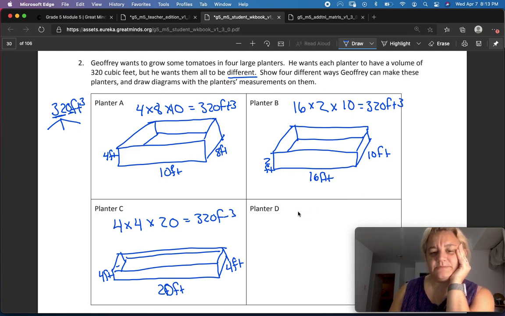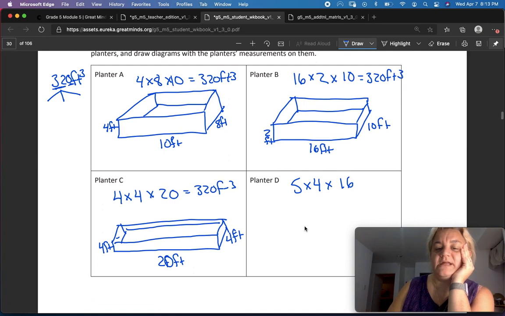How about 5 times 4 times 16? Okay, 5 times 4 is 20. 20 times 16 is 320 feet cubed.